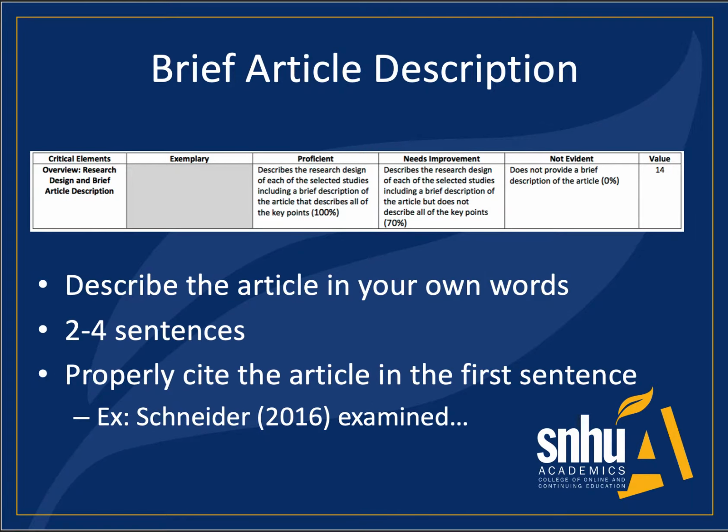You're going to start off with a brief article description. This is where you're going to just briefly explain in your own words what the article is discussing. Make sure that you cite the article correctly. Do not use the title of the article ever, unless it's in the reference section. This is probably one of the most common mistakes that I see, and it is one that can be easily rectified. So just make sure that you're citing it correctly.